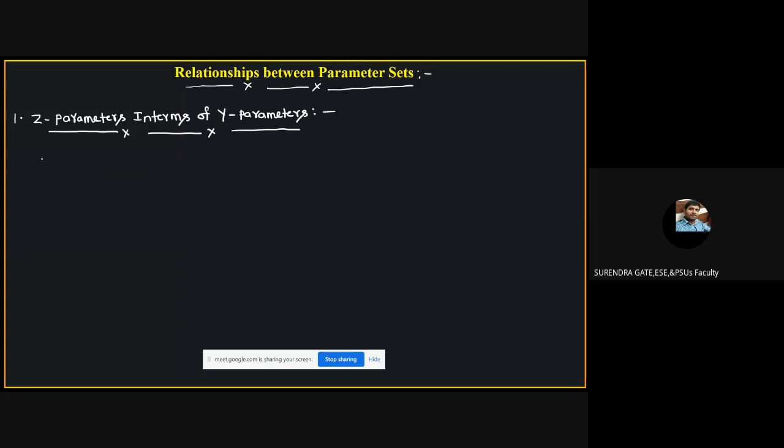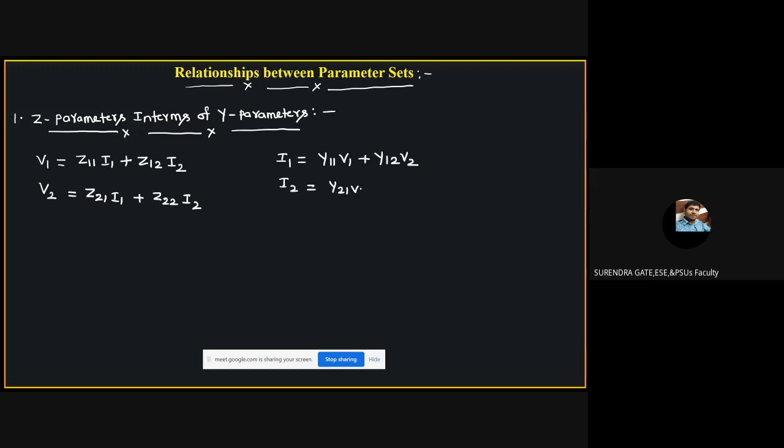First, you can write down the Z parameters. What are the Z parameters? V1 equal to Z11 I1 plus Z12 I2. Then V2 equal to Z21 I1 plus Z22 I2. This is the Z parameters. Then what are the Y parameters? I1 equal to Y11 V1 plus Y12 V2. I2 equal to Y21 V1 plus Y22 V2.